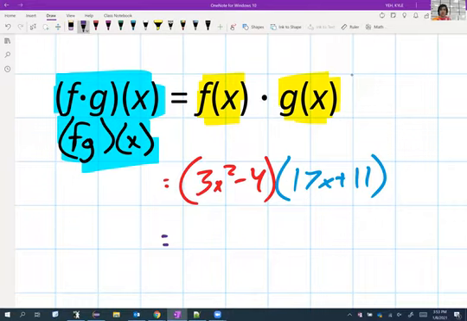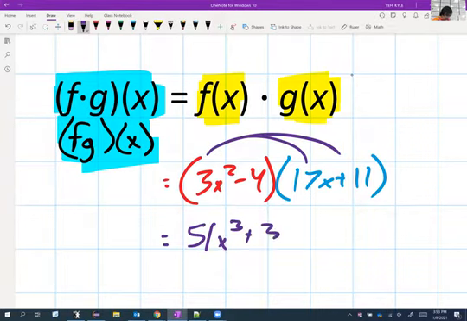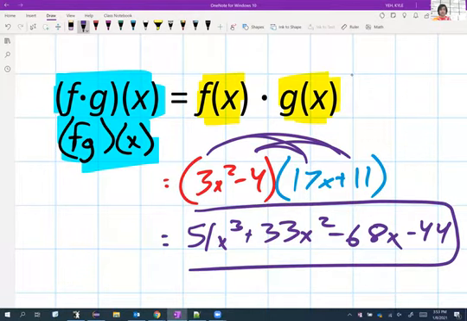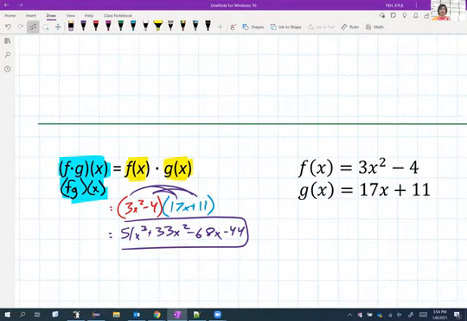And we know how to multiply two binomials. We're going to FOIL this. So 3x squared times 17x is 51x cubed plus 33x squared minus 4, so -4 times 17x, minus 68x's minus 44. And there are no like terms there. There are no multiple x squareds or x cubes. So that's our answer. FOIL it out, multiply it out, combine anything if you can to simplify, but in this case we couldn't. It happens.